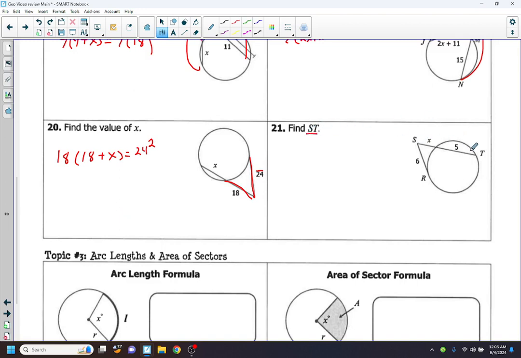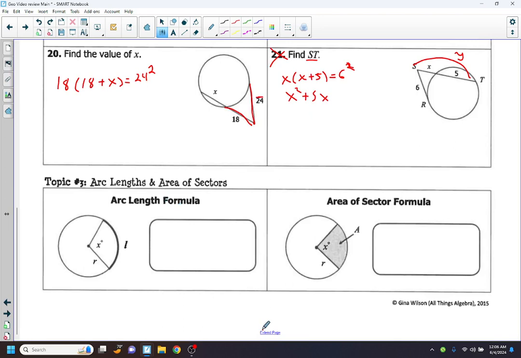Find ST. So I'm finding ST, which, in this case, let's call it Y for now. So in this case, it would be x, the outside, times the whole thing, which is x plus 5, equals 6 times 6, so 6 squared. Now this one causes factoring because I will get x squared plus 5x. You do not need to factor, so don't worry about this question.